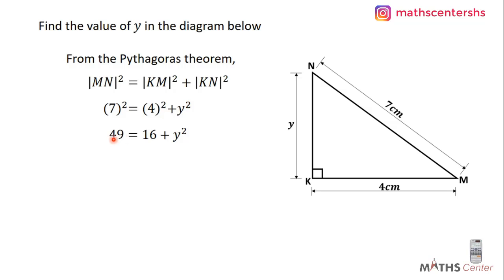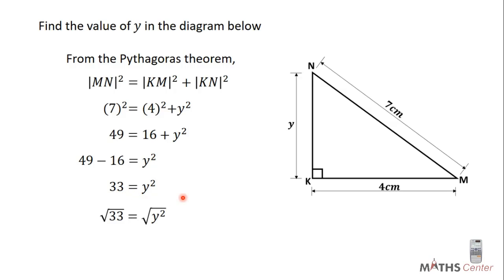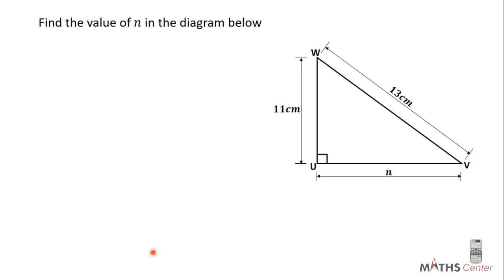So here we group like terms. 7 squared will give us 49, 4 squared will give us 16, so plus y squared. You group like terms, you get 49 minus 16 is equal to y squared. So we have 33 is equal to y squared. We take square roots of both sides and y is equal to 5.74 centimeters. So using the Pythagoras theorem, we have been able to find the value of y to be 5.74 centimeters.